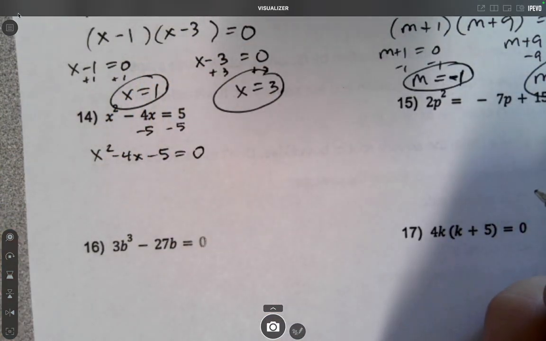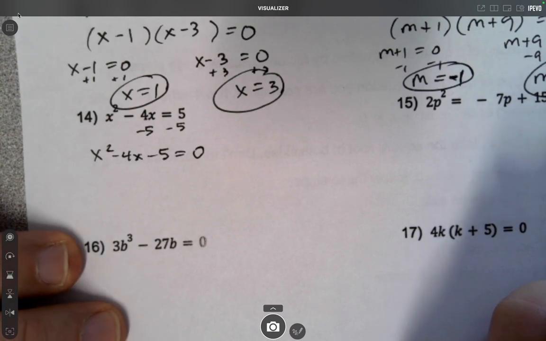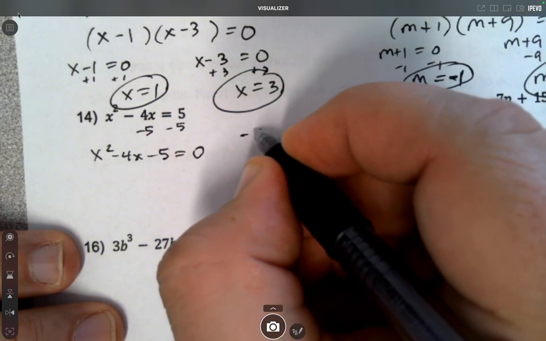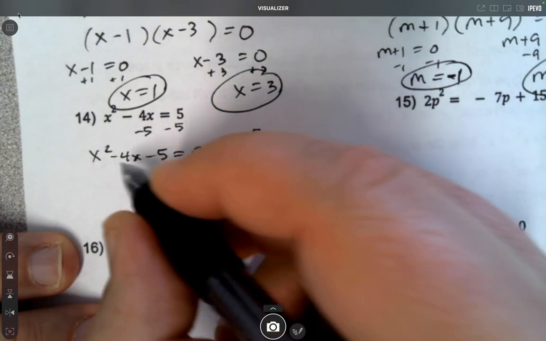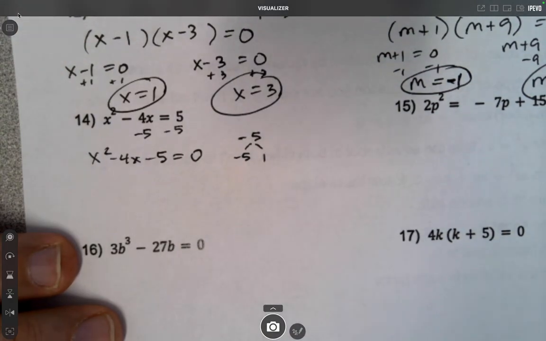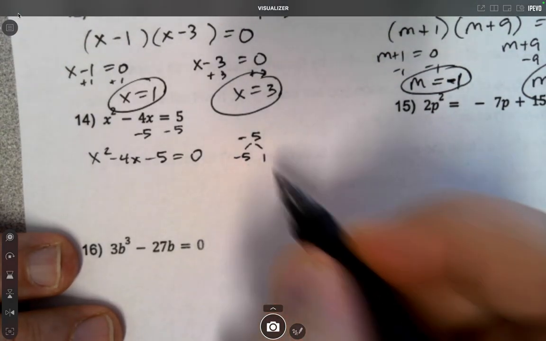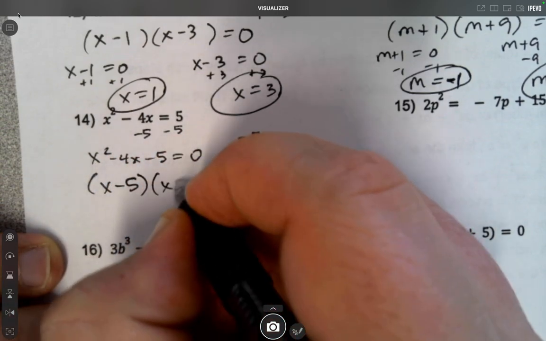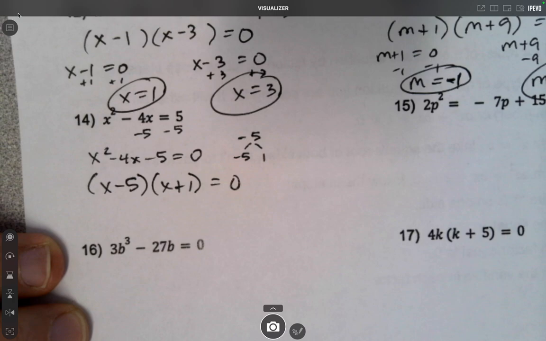Then I'm in the form that will work. So I need to think what multiplies would be negative 5 and adds up to negative 4. Well, 5's prime, so we know we can only do 5 and 1. So if we have a negative 5 and a positive 1, that will work. So x minus 5 times x plus 1 equals 0.